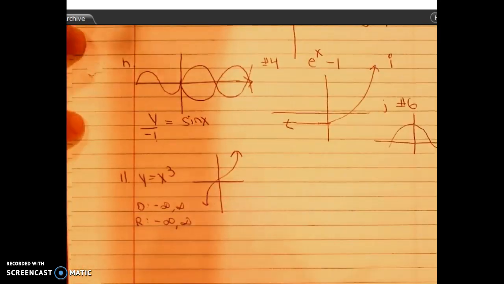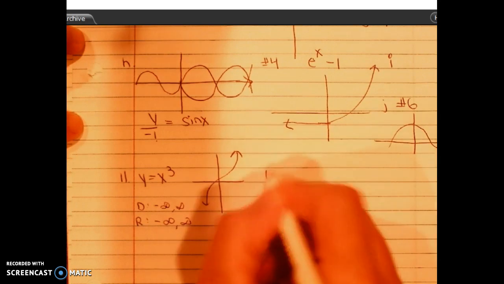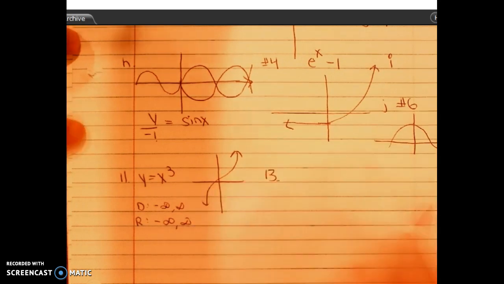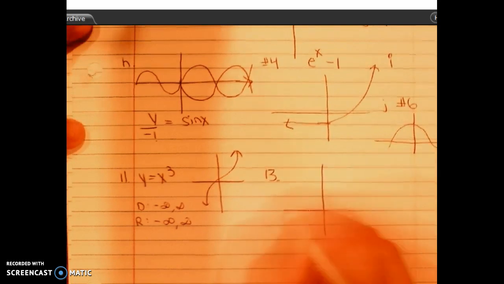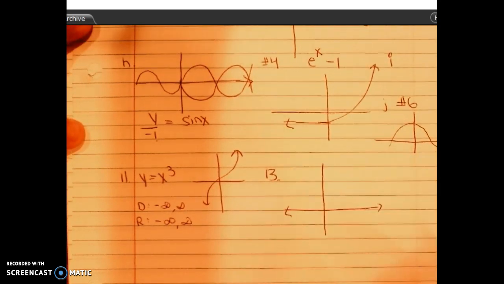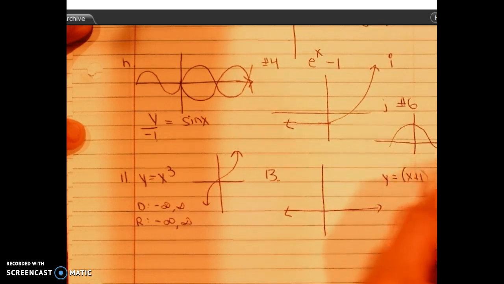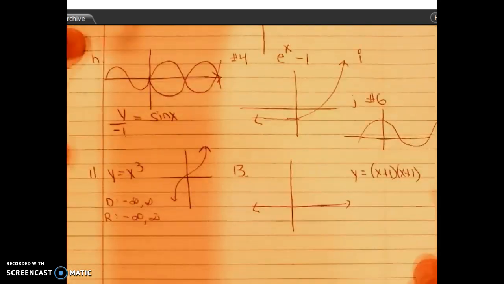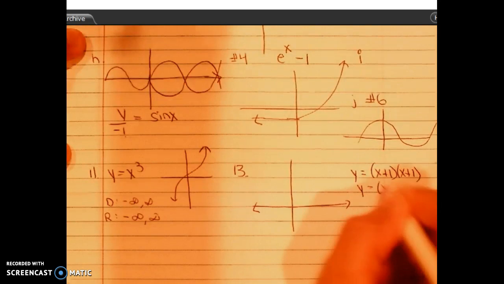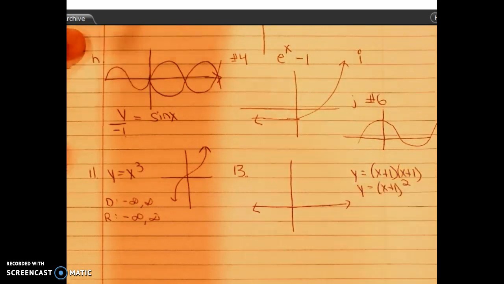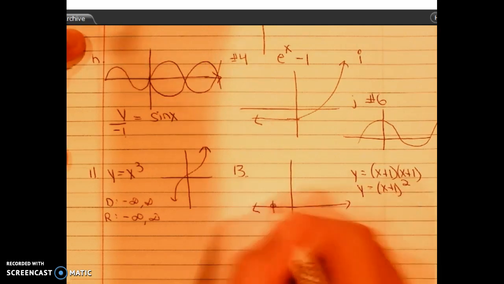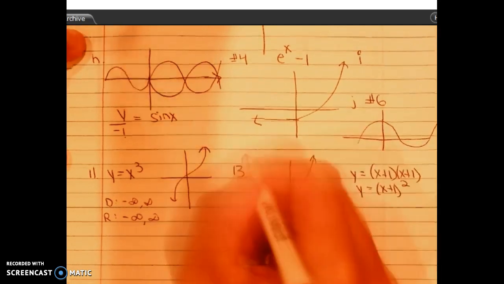Moving on to 13. I'm going to pause, and actually I think I know what this one looks like. If I went and wrote this, and I know most of you are going to plug it in your calculator, that's fine. If I did factor it, it factors down to x plus 1 times x plus 1, which is x plus 1 squared. So I know it's a quadratic, a parabola. The plus 1 lets us know it shifts to the left one.